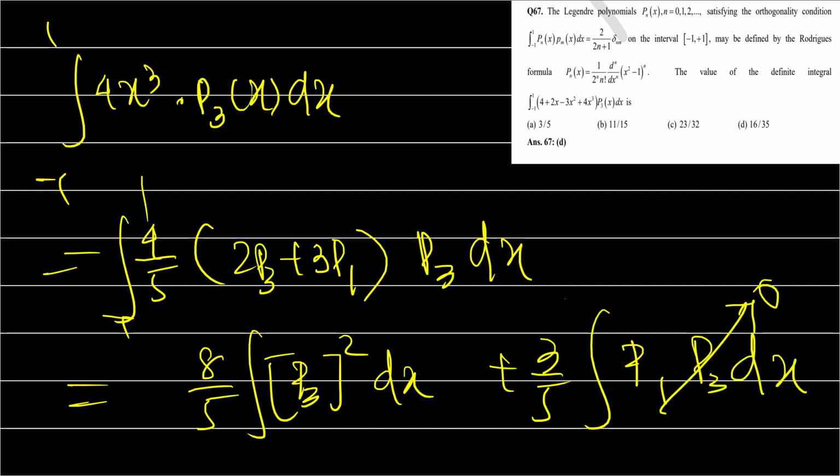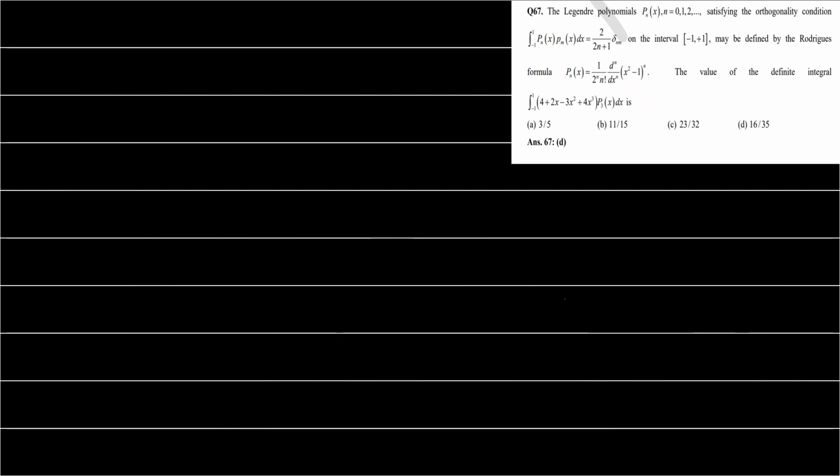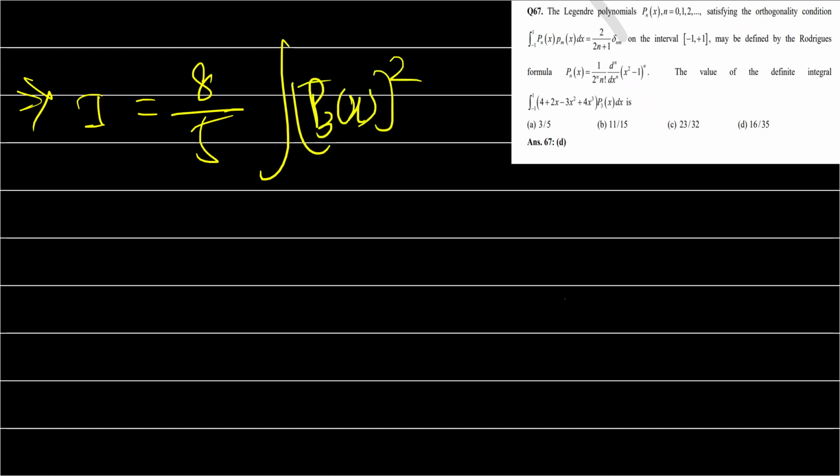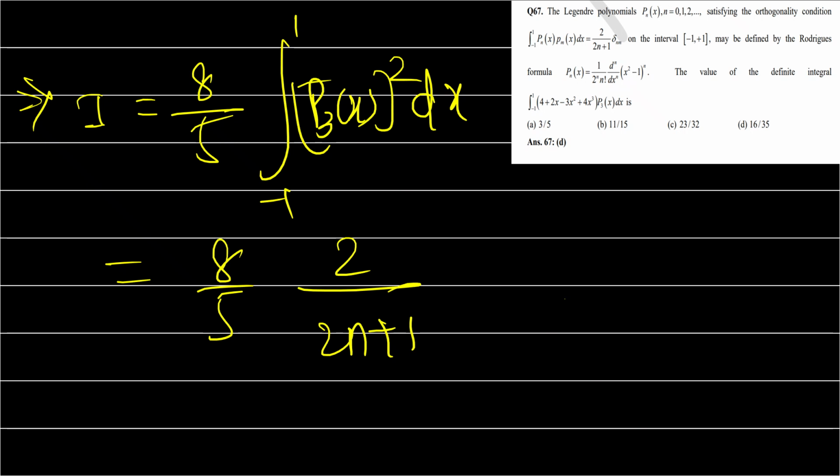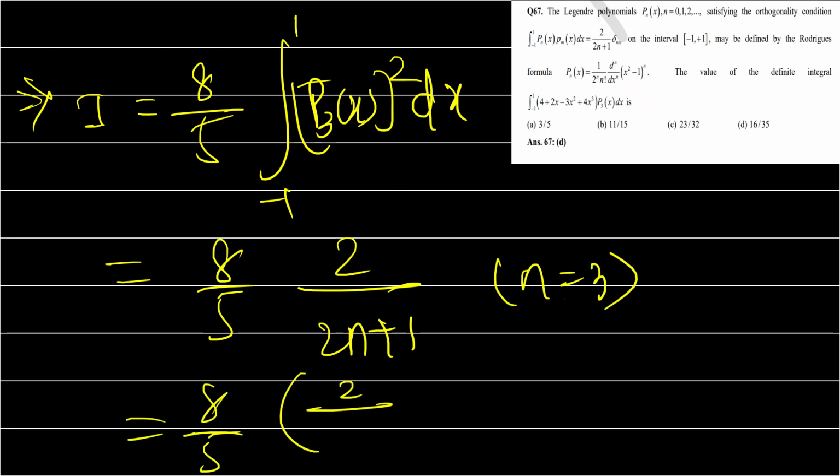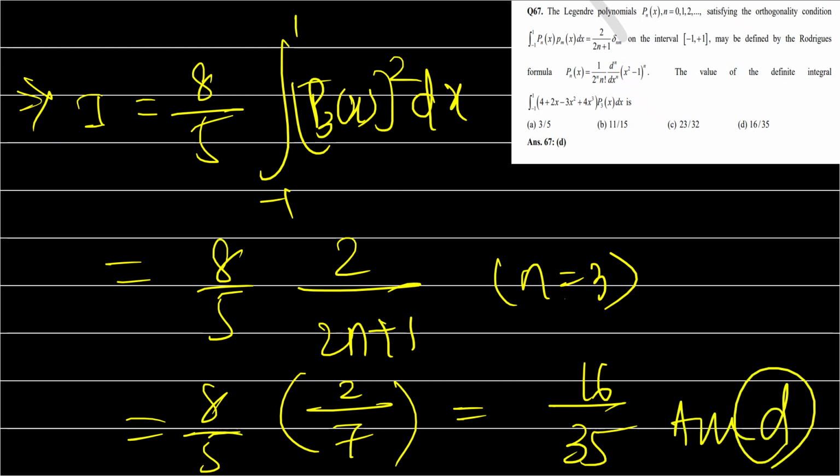Now this term is 0 again, as the two are different, and the term which will contribute, we have 8 by 5 into P3(x) whole square dx from -1 to 1, which will be equal to 8 by 5 into 2 by 2n plus 1. Here n equals 3. So it will become 8 by 5 whole into 2 by 2 into 3, 6 plus 1, 7. It will become 16 by 35. So the answer will be D.